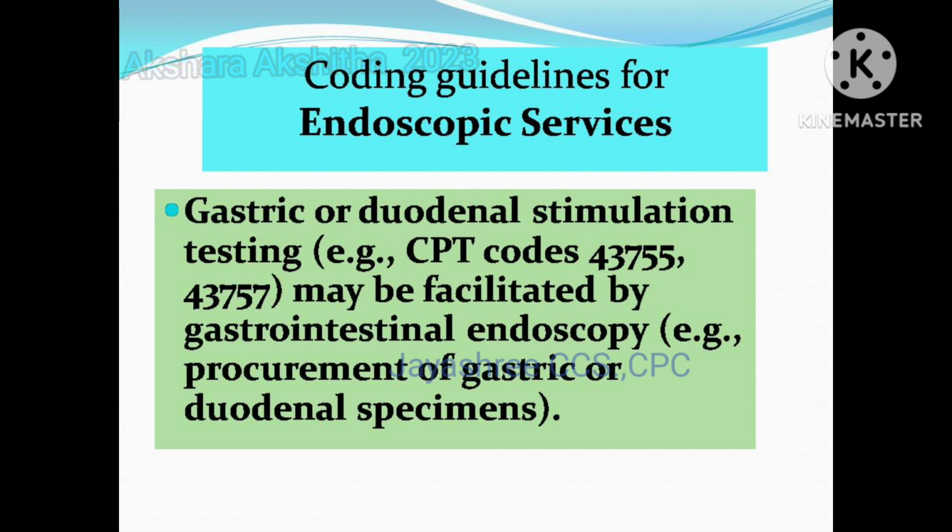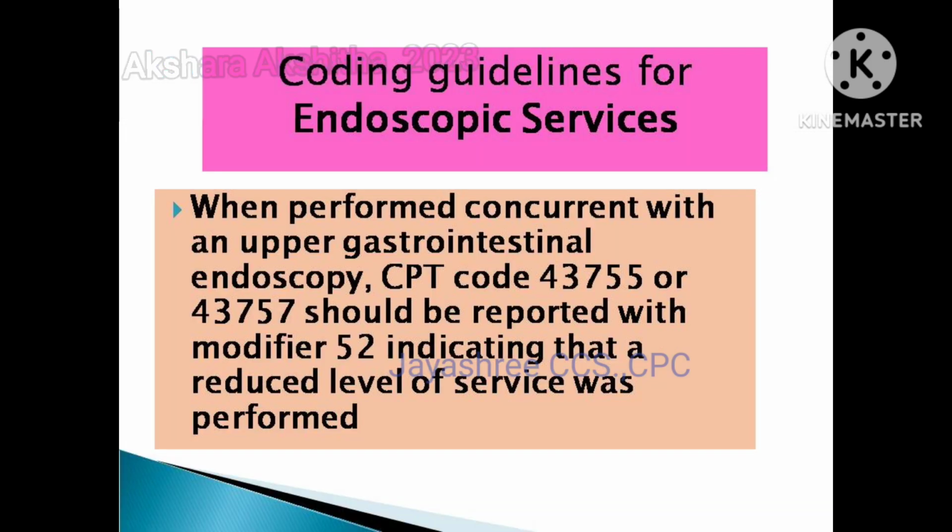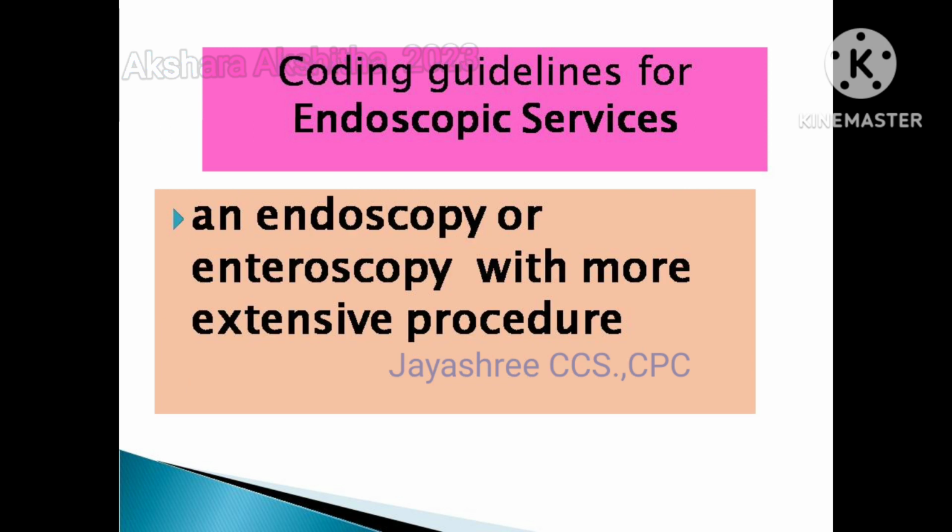Then when performed concurrent with the upper gastrointestinal endoscopy, 43755 or 43757 should be reported with the 52 modifier indicating that a reduced level of the service was performed. So whenever concurrently an upper gastrointestinal endoscopy is performed, at that time the 52 modifier we have to bill.